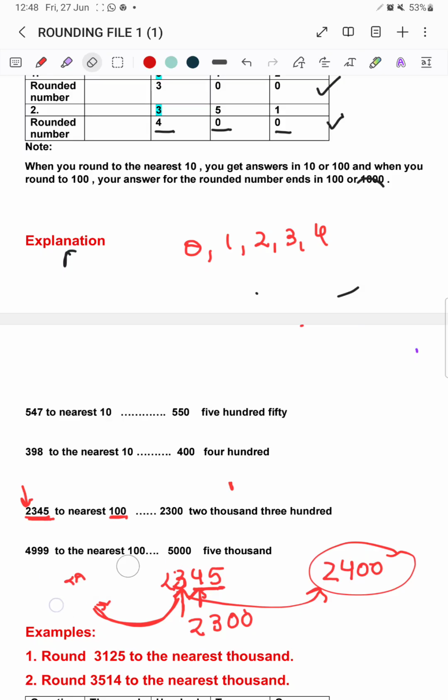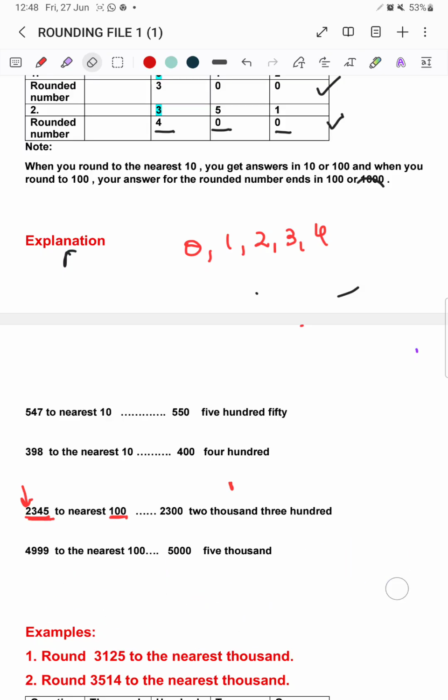Then the next question comes: 4999. Now 4999, this number is in thousands, but we have to round it to the hundreds. So we have 999 if I take only the 3-digit number, and I know that it lies between 900 and 1000. Okay, now the number is 4999, so it lies between 4900, and we will not say it is 1000, but we will say it is 5000.